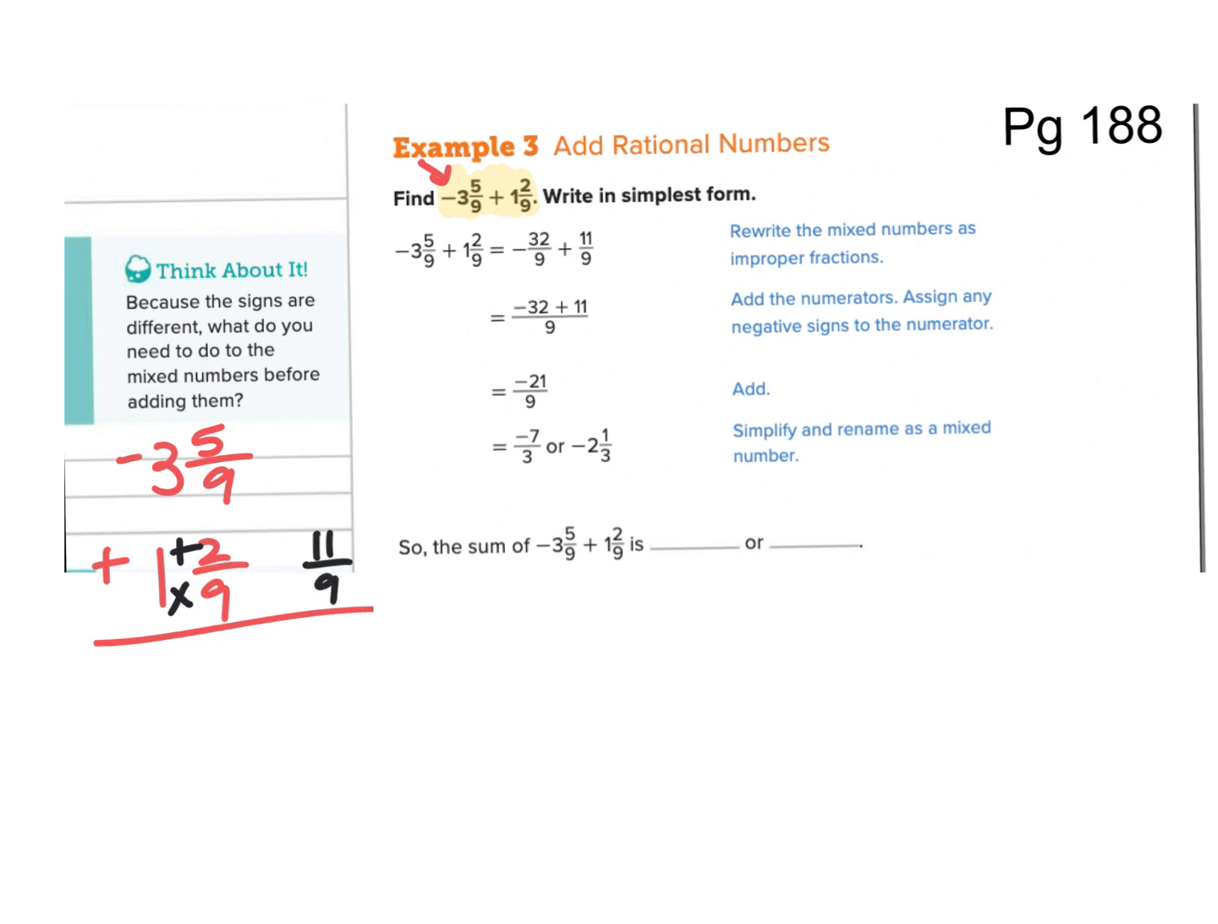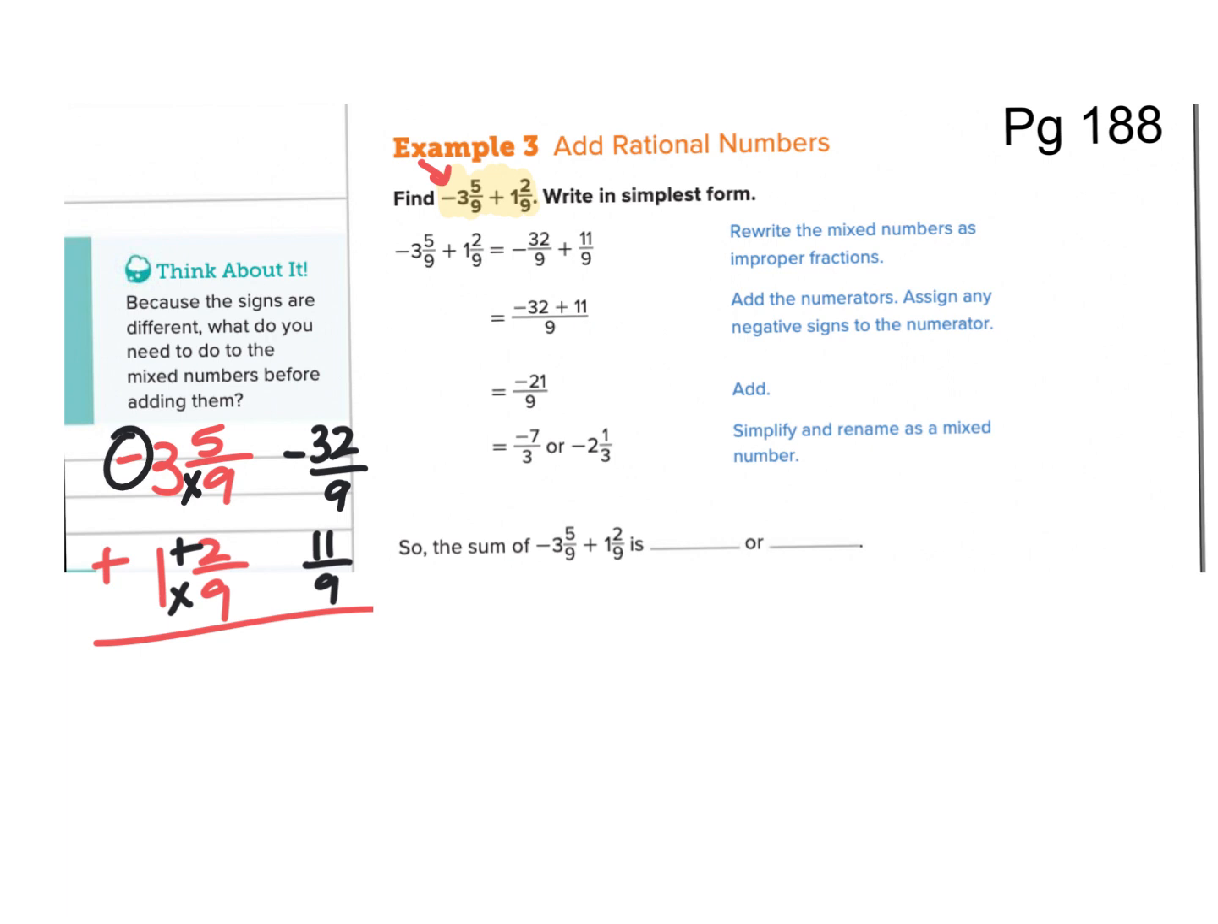Now on the second one, I just need to tell you this. You need to ignore that negative sign when you change it to improper. So it's like I cover that up and I just do 9 times 3, which is 27, and then add 5, which is 32 over 9, and it's negative. So again, you ignore that negative sign when you're doing the 9 times 3 plus 5.